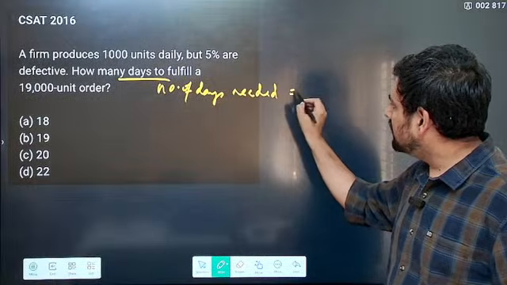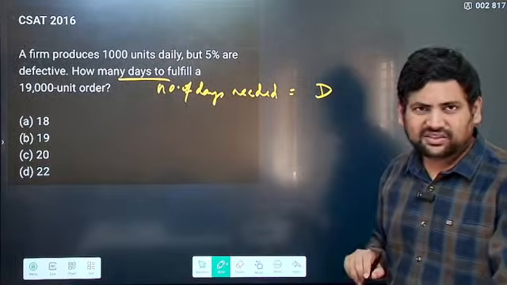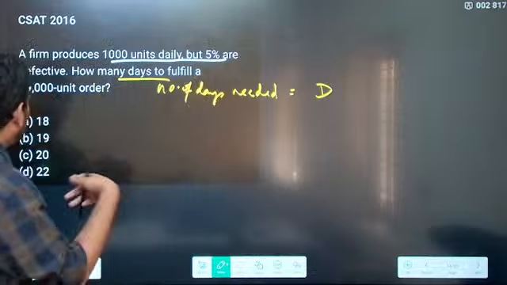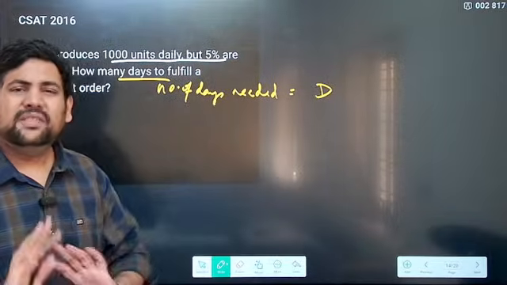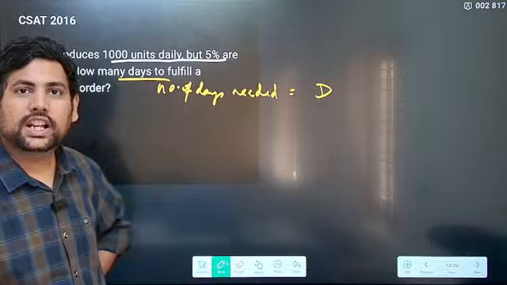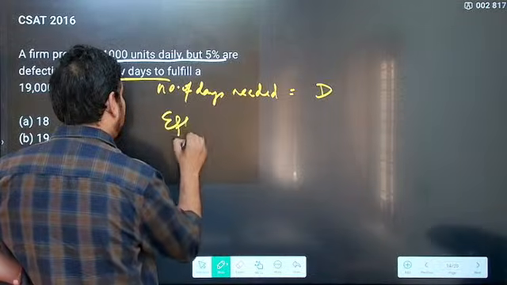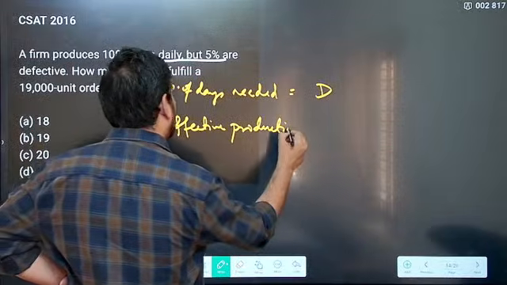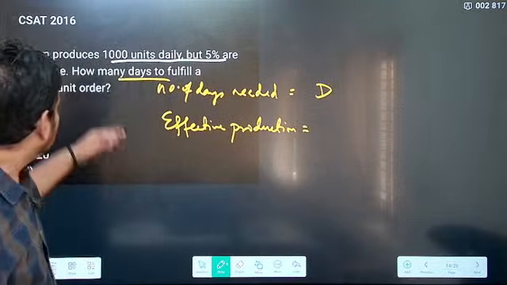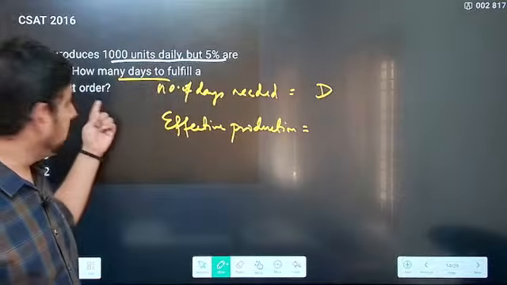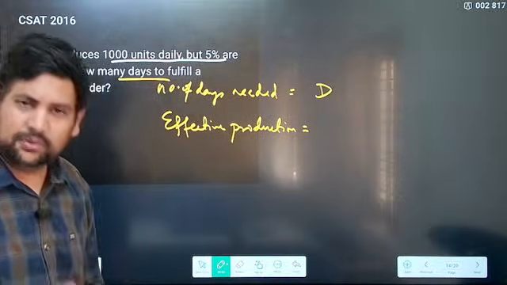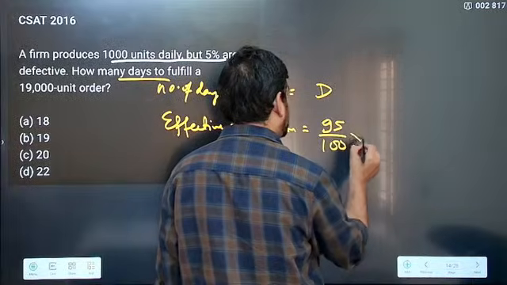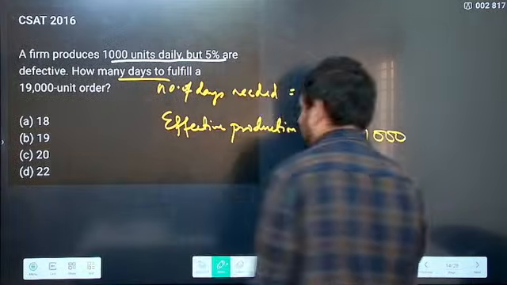Number of days needed is, let's say, D. Now it says the firm produces 1000 units daily, but 5% are defective. So effectively, how much is the firm manufacturing? Effective production is 1000 units daily, but 5% are defective, so you just remove those 5%. Effective production is 95 by 100 into 1000.